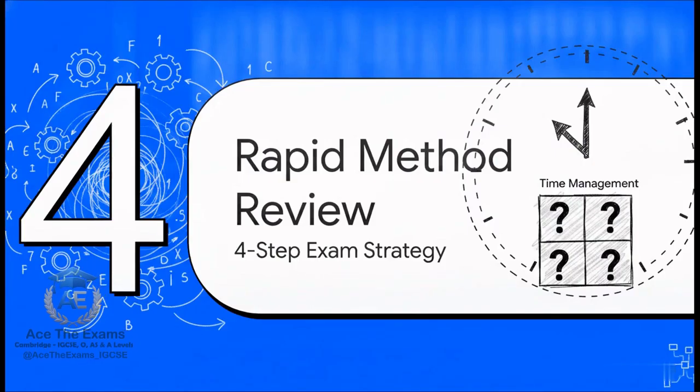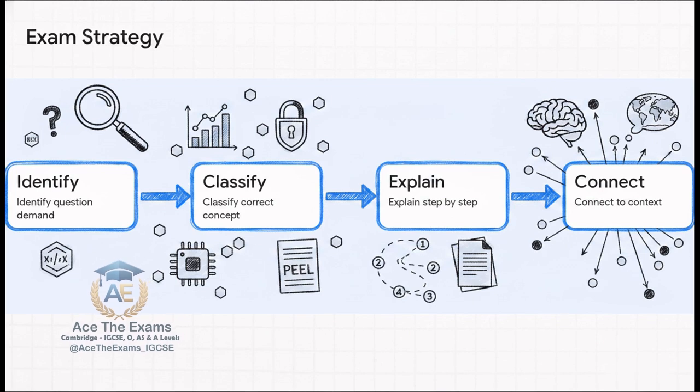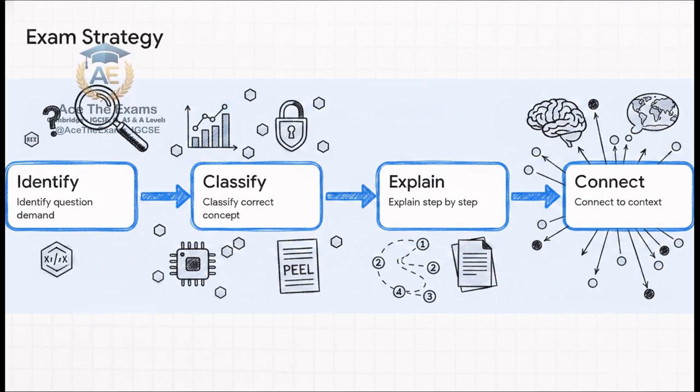Section 4. The Rapid Method Review. Look, when you are sitting in that exam hall and the clock is ticking down, panic is your absolute worst enemy. You can't just wing it. You need a disciplined, repeatable strategy. You need to operate within a time management matrix, which brings us perfectly to the Rapid Method Review. This four-step sequence is your ultimate weapon to produce structured, crystal-clear answers, completely avoiding the trap of listing random facts like Alex does. Let's break it down.